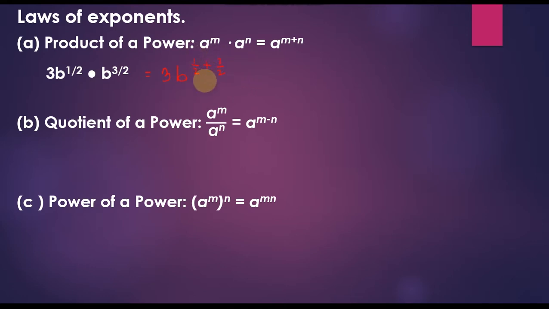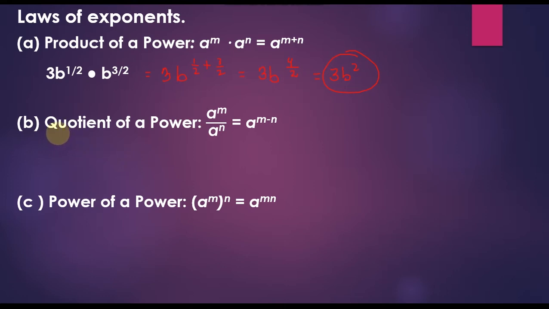As you can see, the exponent can still be simplified. Since they are similar fractions, we can add their numerators. 1 plus 3 is 4. Copy the denominator. And then we can still simplify this one, which is equal to 2. So 3b squared. So this is your answer for the first example.